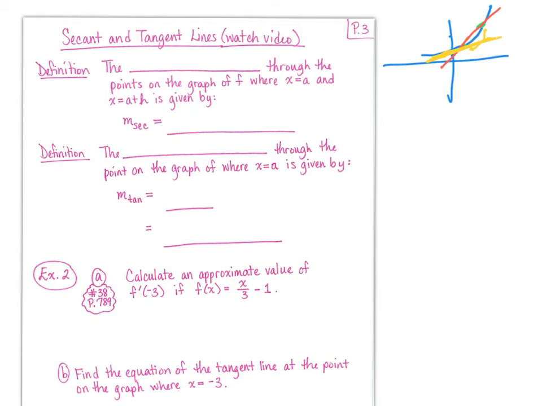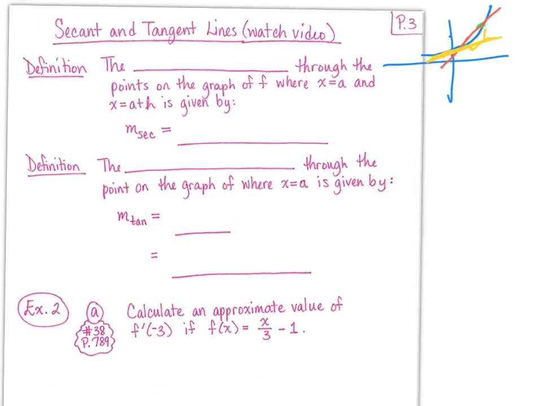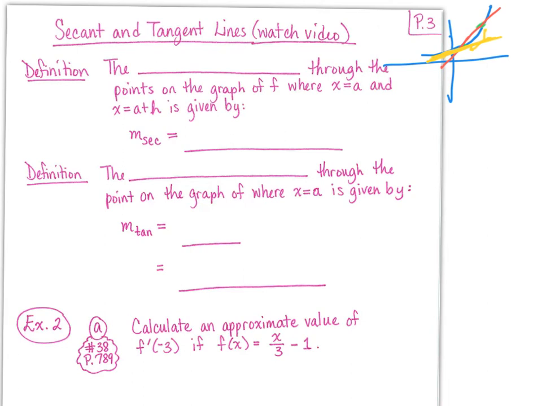Okay? So, definition: the slope of the secant line through the points on the graph of f where x equals a and x equals a plus h is given by f of a plus h minus f of a all over h. So it's given by your difference quotient.